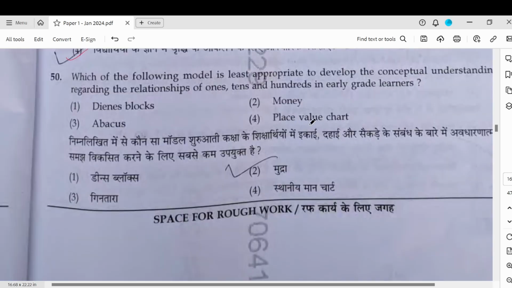Which of the following is least appropriate to develop conceptual understanding? Ones, tens, and hundreds. So I am not very sure. I feel money is a good way. Dienes blocks and abacus definitely are good ways. Money is a good way you can explain. So place value chart, a chart will not be the best way to teach. Just by seeing a chart, I don't think a child will answer. I am going to go with option 4.